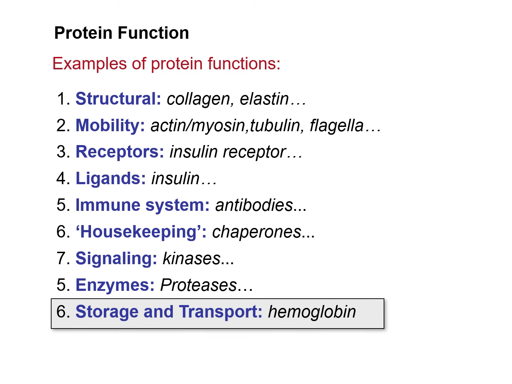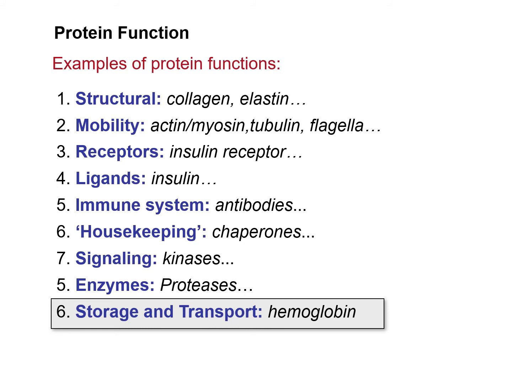The shape and structure of the protein and the domains within the protein make protein function. And these are some examples of the protein functions. The first one is a structural function, where collagen and elastins are included, and they work as a scaffold or the building blocks. And mobility is another protein function, and actin, myosin, tubulin and flagella are the examples. And receptors and ligands are involved in cell signaling pathways, and insulin receptors and insulins are examples for that. And proteins also work for the immune system, and an example is an antibody that detects the antigens.